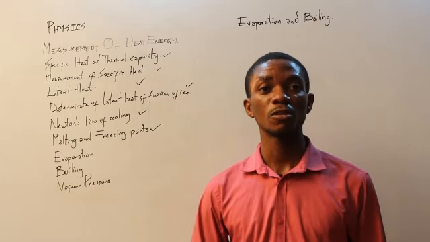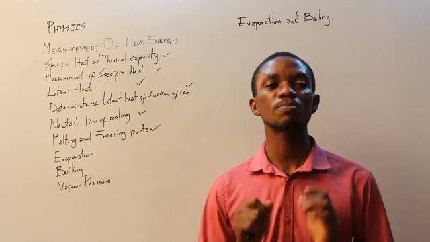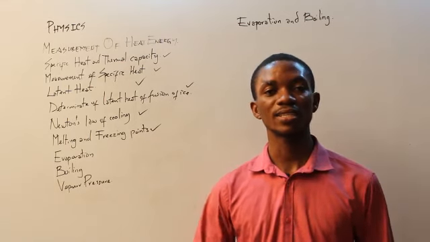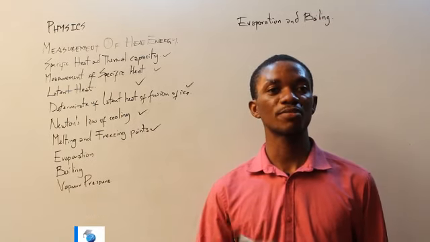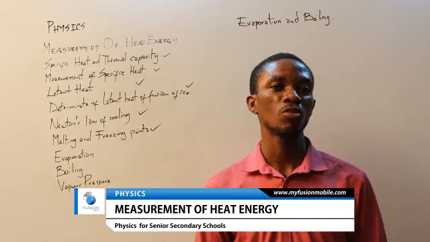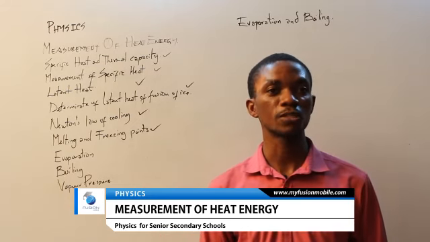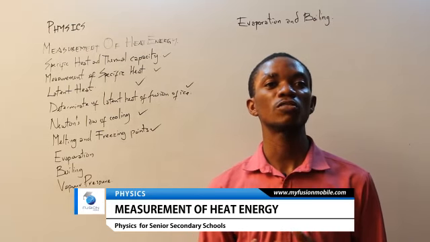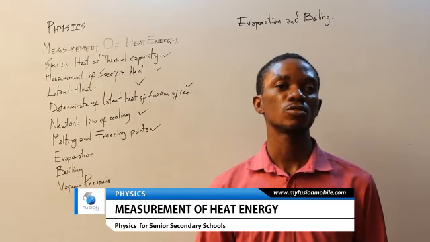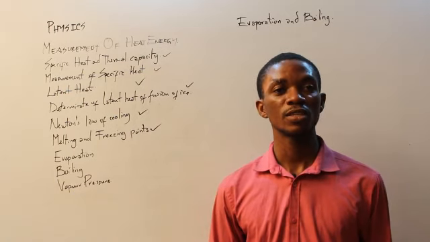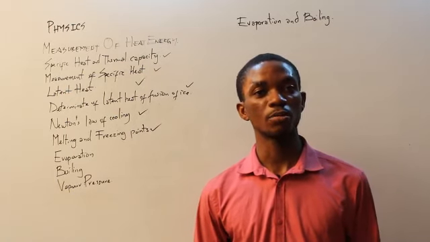Talking about boiling, boiling occurs at specific temperatures. Boiling does not occur at any temperature. It occurs at specific temperature or specific ranges of temperature for impure substances mostly. So before a liquid can boil, the temperature of the liquid must have been raised to a certain degree. Let's consider the differences between evaporation and boiling.